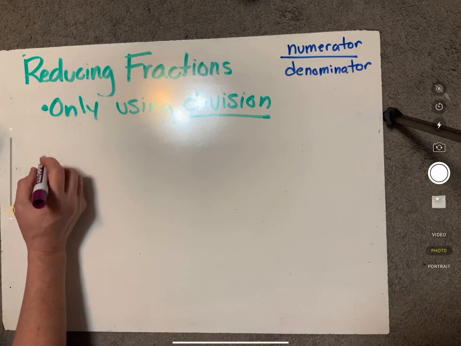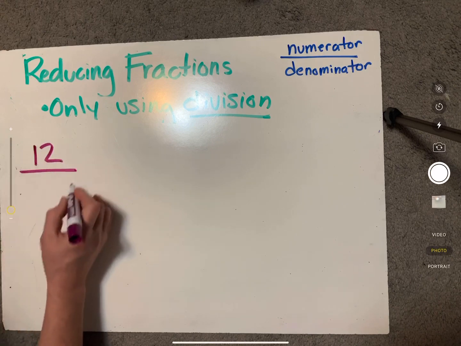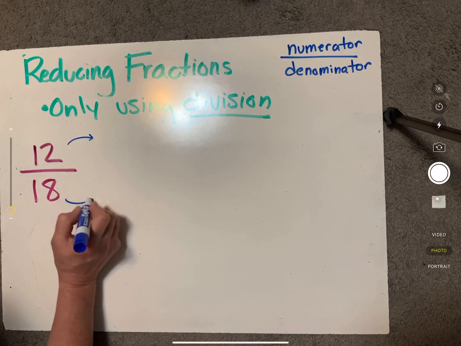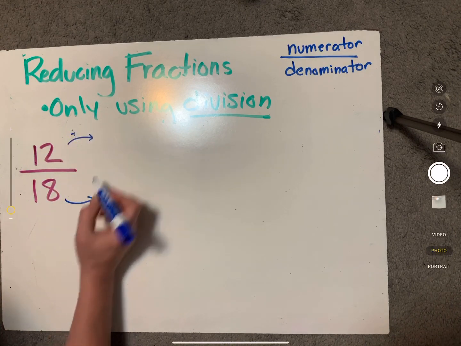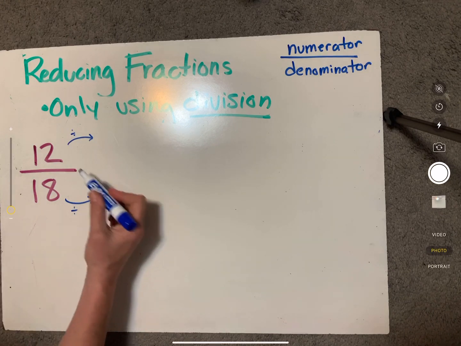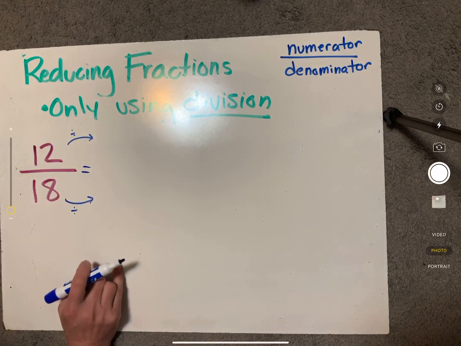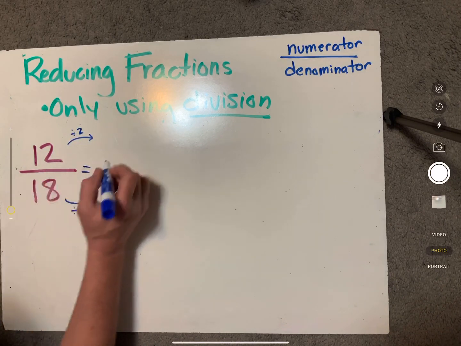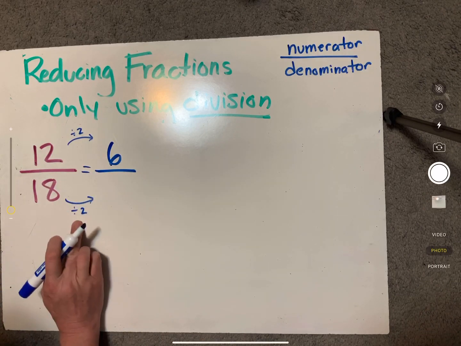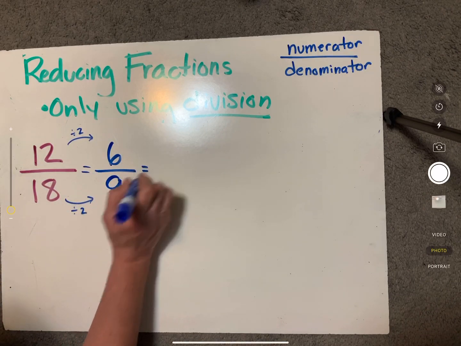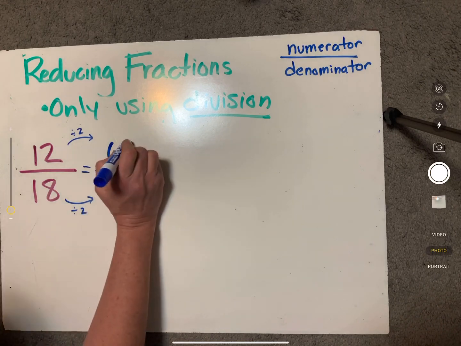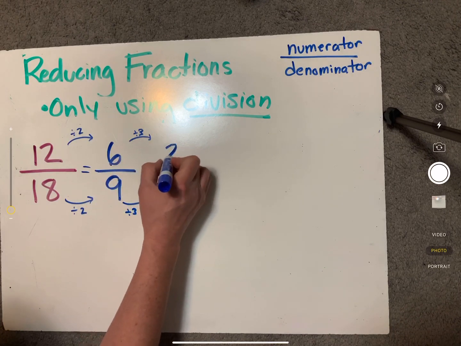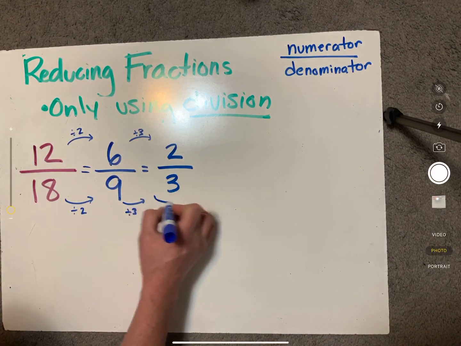Let's do 12/18. Okay. And again, I do these arrows just to show you what's going on in my head so that you can see what I'm dividing by. All right, let's say I know that both of these are even. So I'm going to divide by 2. Divide by 2. 12 divided by 2 is 6. 18 divided by 2 is 9. Am I at lowest terms yet? No. I could divide both of these by 3. So 6 divided by 3 is 2. 9 divided by 3 is 3.